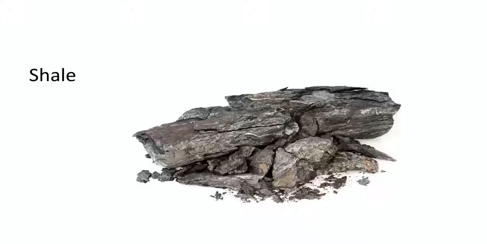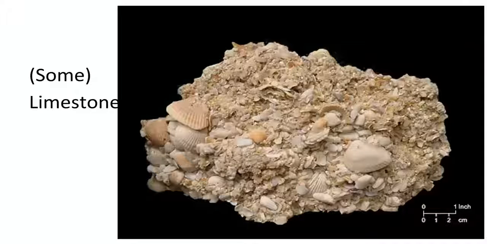This rock's name is shale. It has the smallest size sediments. We call that size clay, and those clay sediments have been compacted and cemented together. This rock called limestone has shells that have been compacted and cemented together.